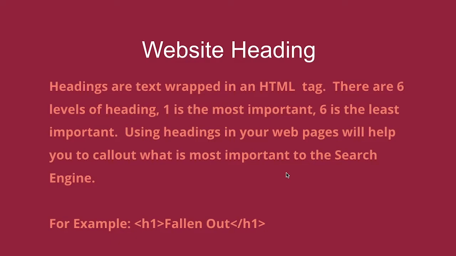Okay. Headings are also wrapped in HTML tags. If you look at the bottom example here, there's H1, which stands for heading 1, and then the name of the book is Fallen Out, right? And then /H1 is the closing tag. There are 6 levels of headings. 1 is the most important, 6 is the least important. Using headings in your web page will help you to call out what's most important to search engines. So you want to start with heading 1, and then you can break up your page below into multiple headings. You often see this with blog articles. Blog articles usually do this pretty well.